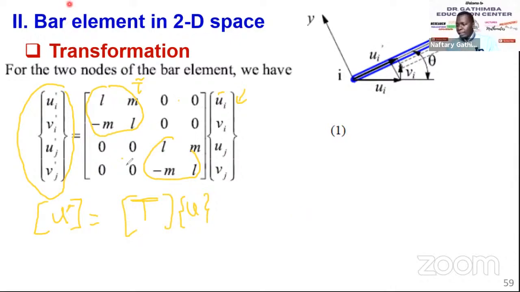Same case if we want to transform the nodal force, F prime, to the global coordinate system, F, we just need to pre-multiply with this transformation matrix. Anything from local to global, this is the transformation matrix that we use. So all quantities in the local coordinate system, be it displacement, be it forces, and we are going to see also the boundary condition, can be transformed using the transformation matrix and these relations, which are very important.